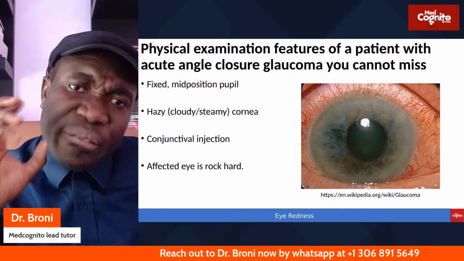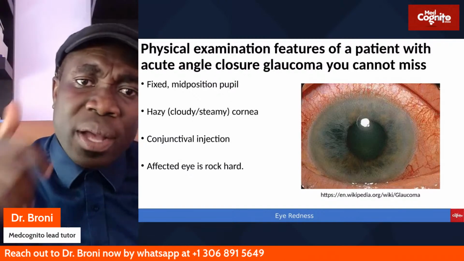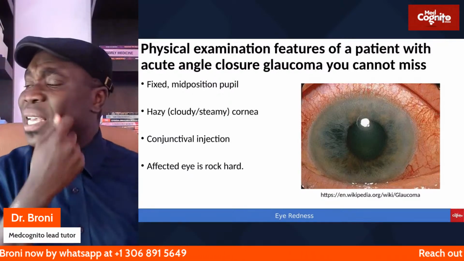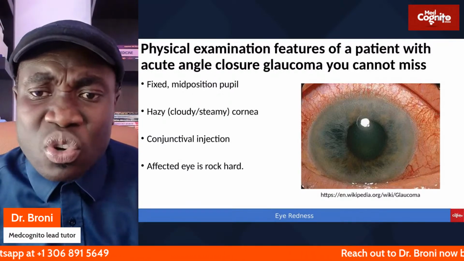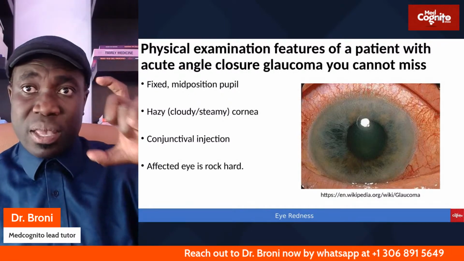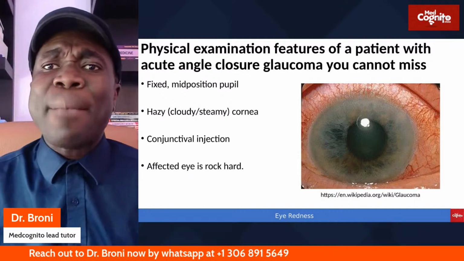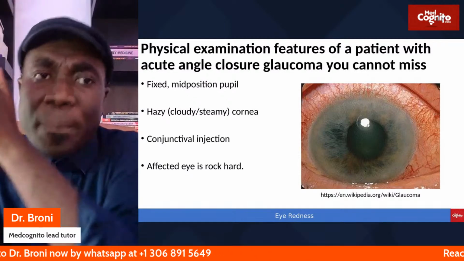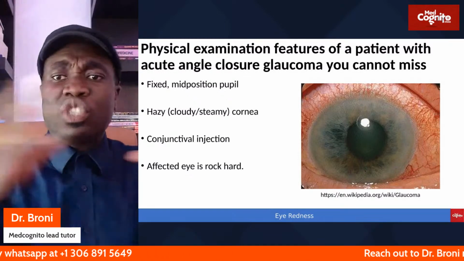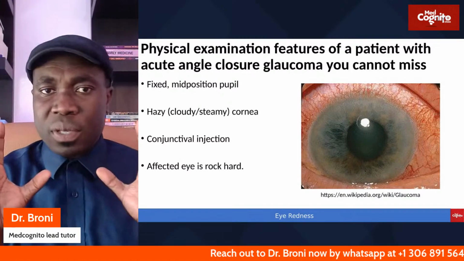Okay. So, physical exam features of a patient with acute angle closure glaucoma. Number one, the patient's eye will be described as fixed. And then you'll also see a mid-position pupil. So the pupil is not too large, it is not too small. Mid-position pupil. It is fixed.